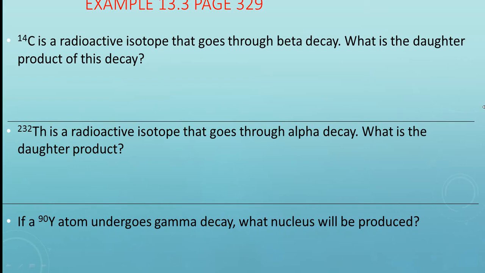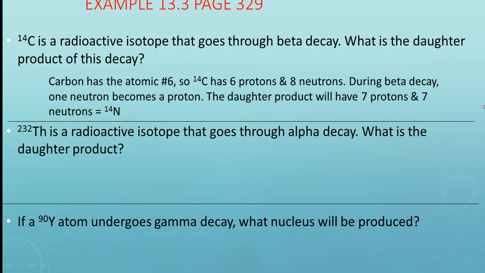So we're going to be looking here at the first one, example 13.3. It's on page 329. Okay, C14 is a radioactive isotope, that's carbon-14, that goes through what kind of decay? Beta decay. So remember what that is. We're going to be looking at the daughter product of this decay. So what happens in beta decay? Remember, a beta particle gets removed. So how is that going to change my carbon-14? Think about it. You can pause this video if you want to think about it longer, okay?